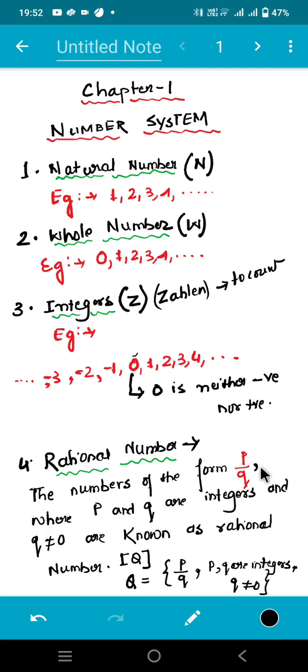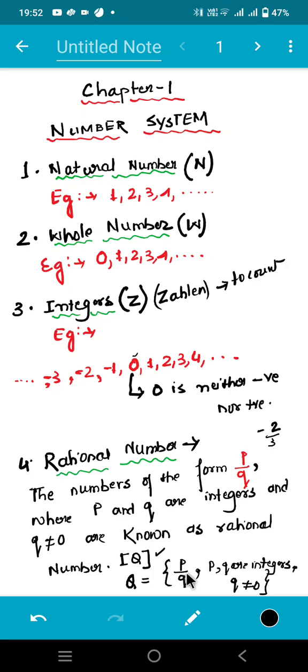That is, again I am saying 2 by 3 is also a rational number, and minus 2 by 3 is also a rational number. Okay, so here you have to understand the difference between a fraction and a rational number. It is represented by q. Now this is a short way of remembering what a rational number is.